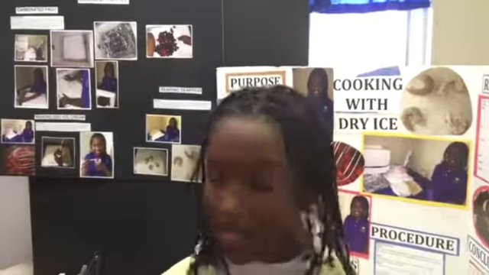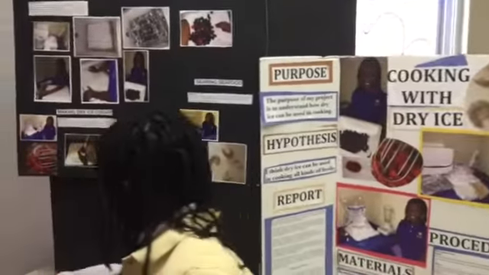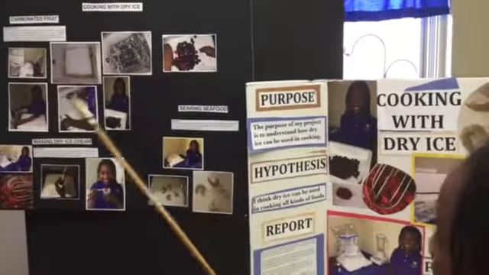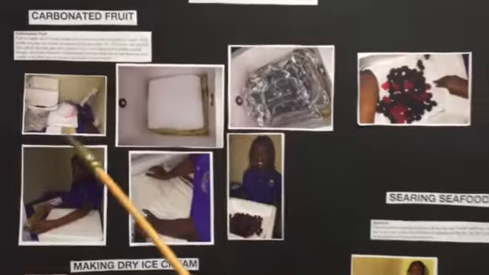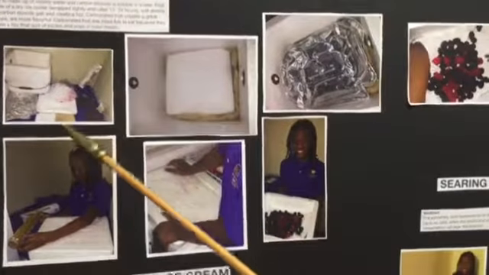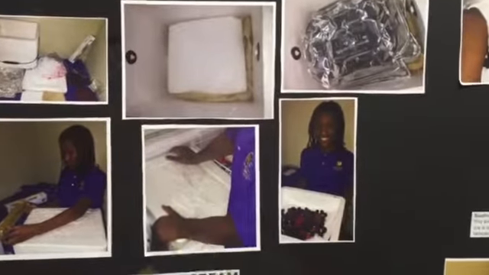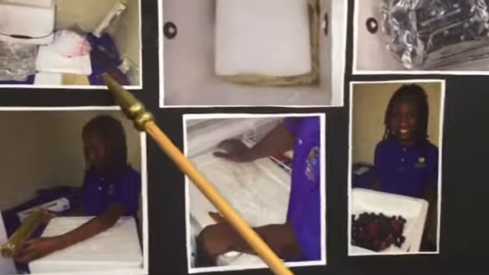Procedure. This is my procedure: cooking with dry ice. Carbonated fruit. First, you're going to need your materials: a styrofoam cooler, dry ice, fruits, plastic wrap, a preferred hotel pan, or a pan and pick holes in it.